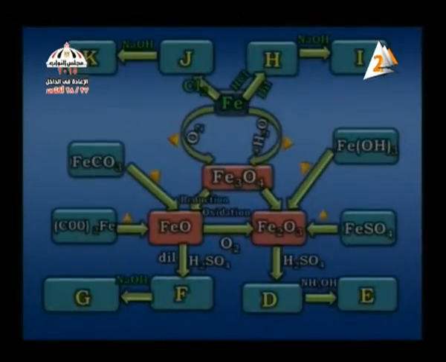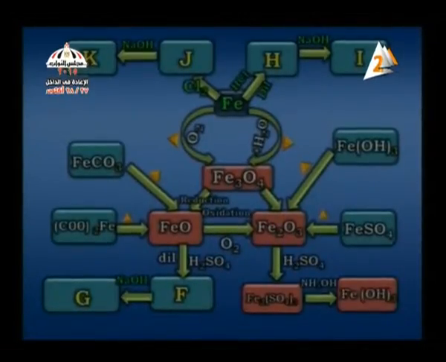So, if you write the chemical equation for the reaction between iron 3 oxide and hot concentrated sulfuric acid, it will produce iron 3 sulfate. And then on reaction of iron 3 sulfate with ammonium hydroxide, we will get compound E. If you write the chemical equation illustrating this reaction, you will find that compound E will be iron 3 hydroxide.